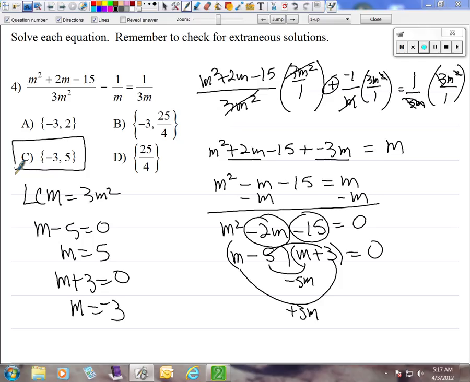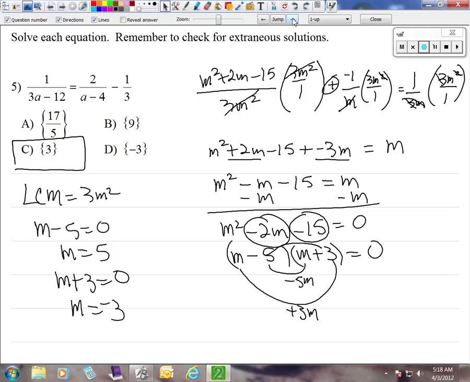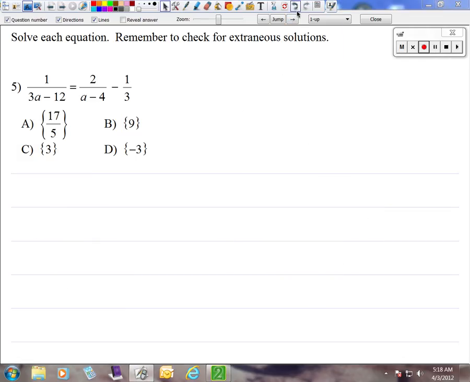Now we're going to try another situation. Let's go to number 5. And as you can see now, we have a different situation. I'm going to write this up here where you can see it. First thing you need to see is we need to factor the denominators. So let's do this up here.